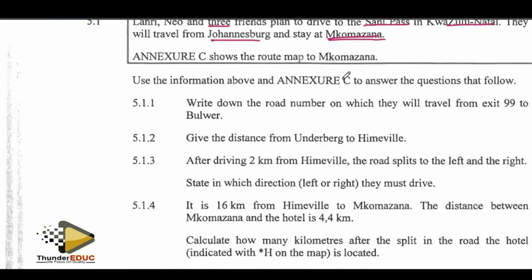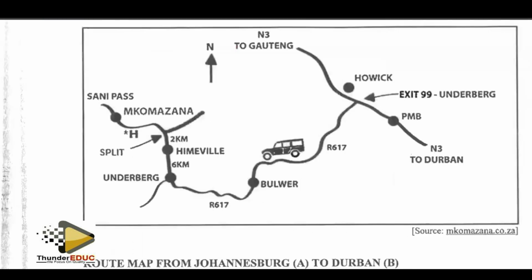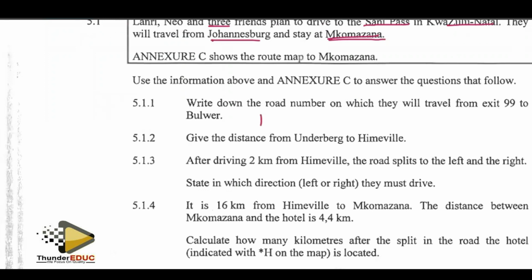Write down the road number on which they will travel from exit 99 to Brewer. Let's go there. They are here. They enter using this. And they said which number because they are coming to this place here. So which road number? It will be R600, R6117.